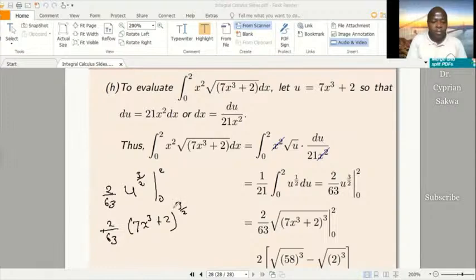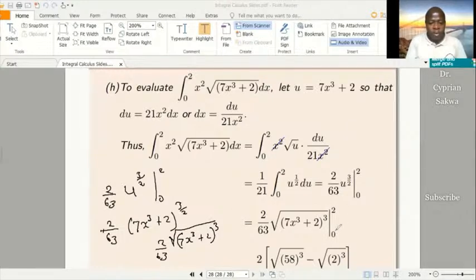This means square root, and this one means cube, so this is the same as 2 over 63 times the square root of 7x cubed plus 2, cubed. Square root because of the power 1 over 2, and cube because it's raised to 3. So this is what you see.